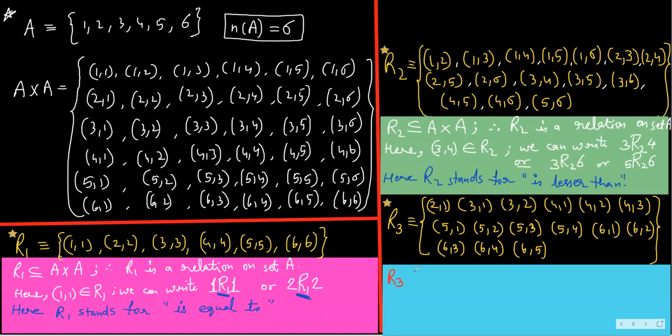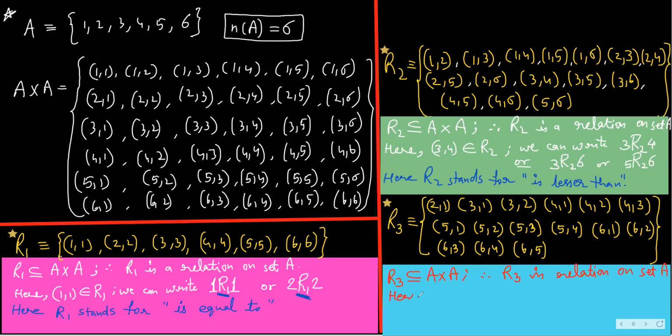R3 we will write. R3 is also a subset of A cross A. So therefore I will write R3 is a relation. It is a relation on set A, because it is actually from A to A.